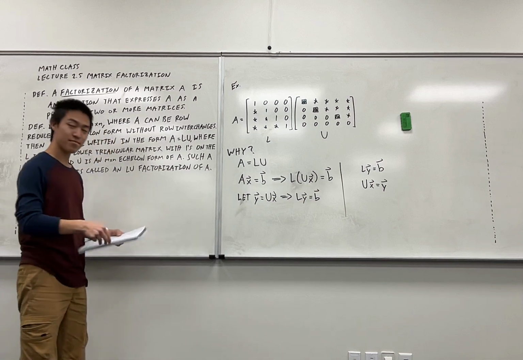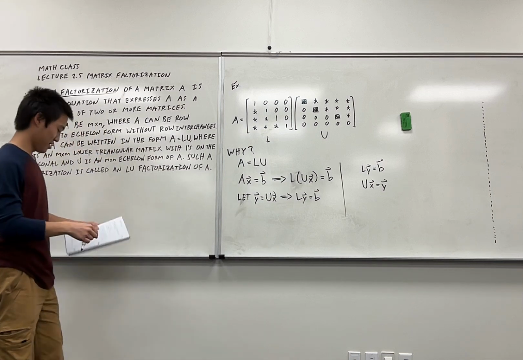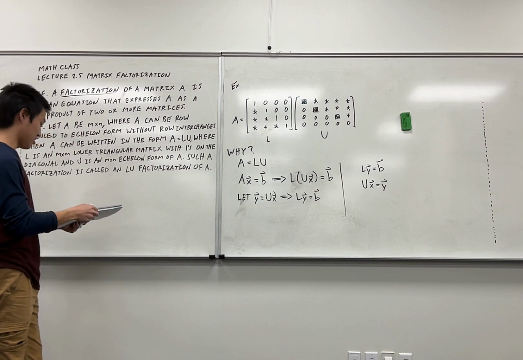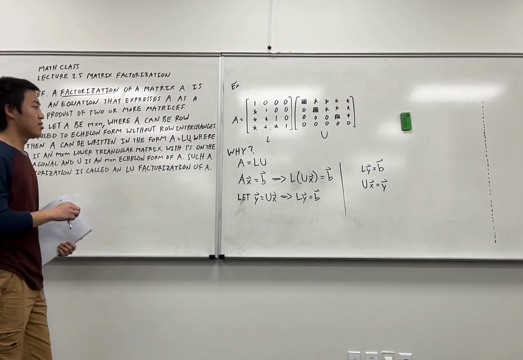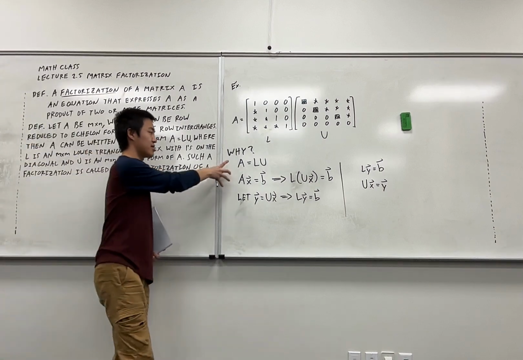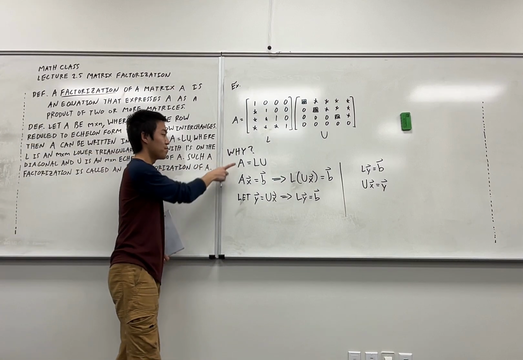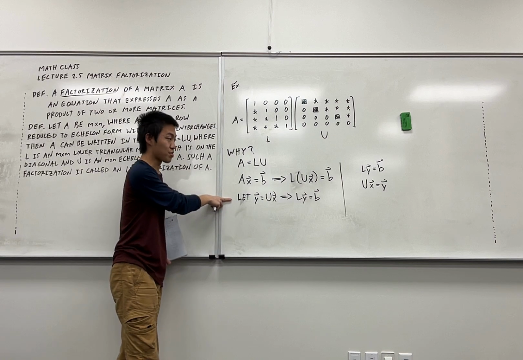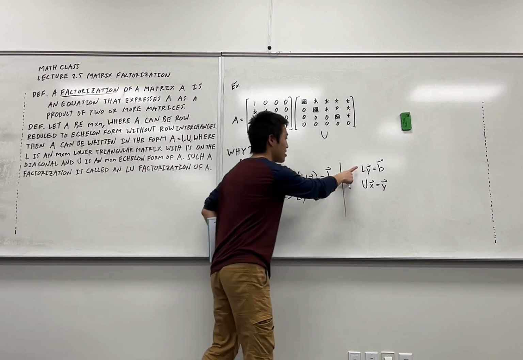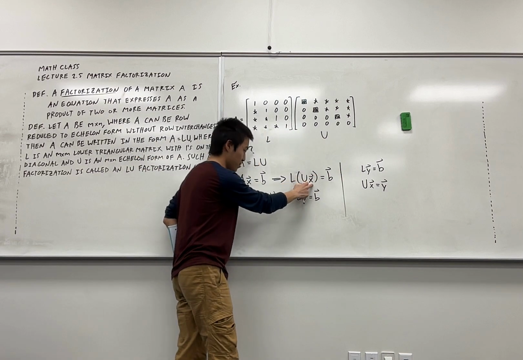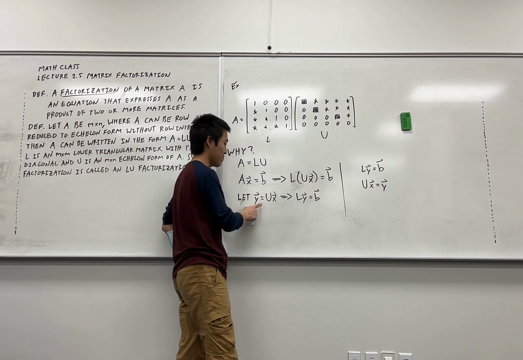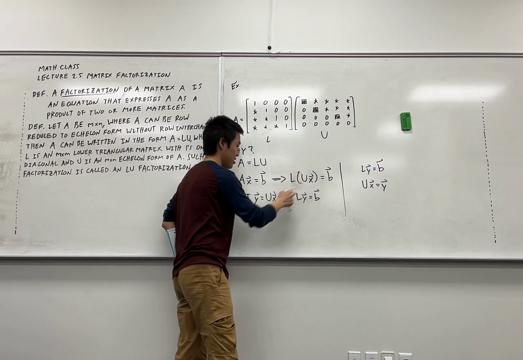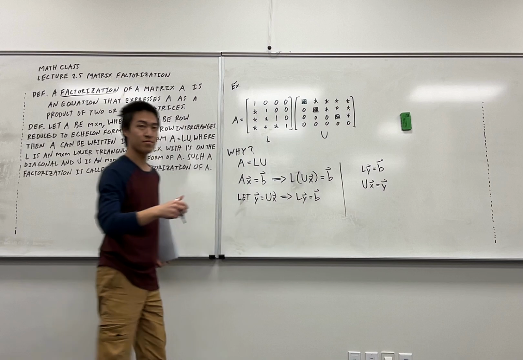Okay. Does this make sense? Now, how this is easier probably doesn't make sense yet, but does at least the breakdown from L of U of X and Y make sense? We can call Y a vector, then solve these two separate equations.